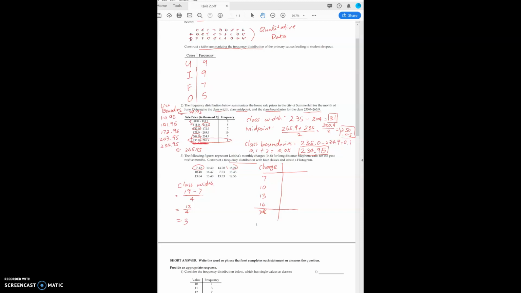Number 2, 16 will end at 18.99, where my largest data is 18.24, which is within the 16 to 18.99. So I'm going to fill it in: 9.99, 12.99, 15.99, 18.99, because the information we're talking about is money. So money to 2 decimal places.